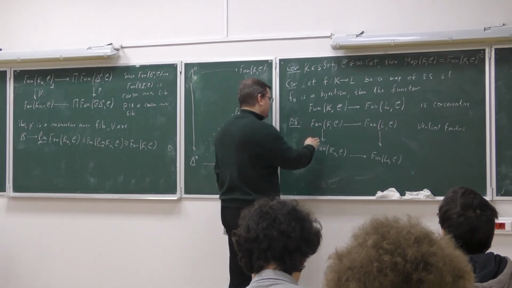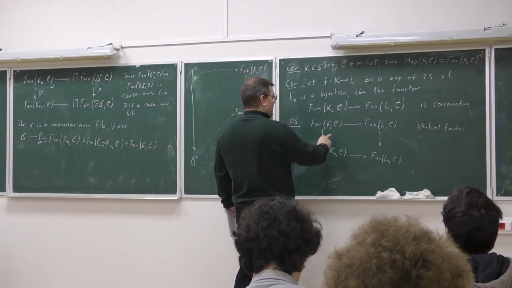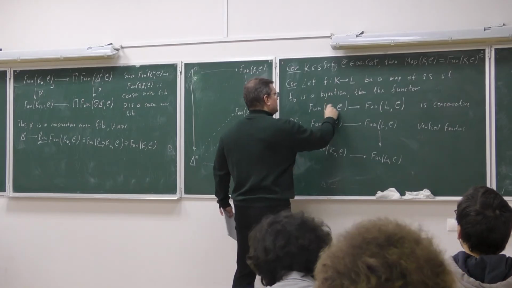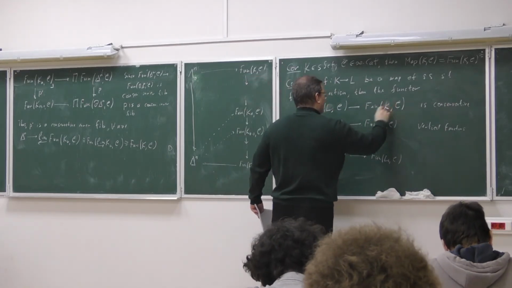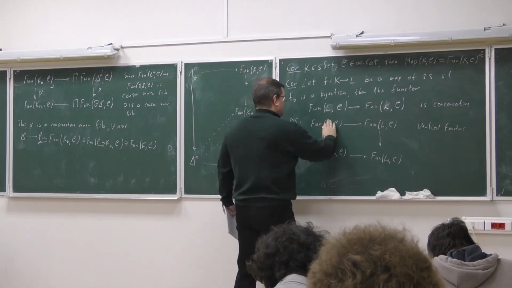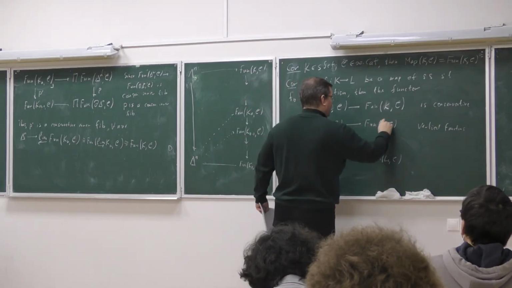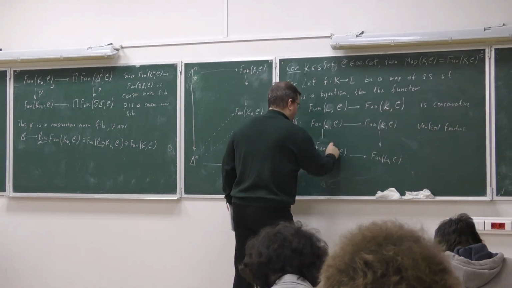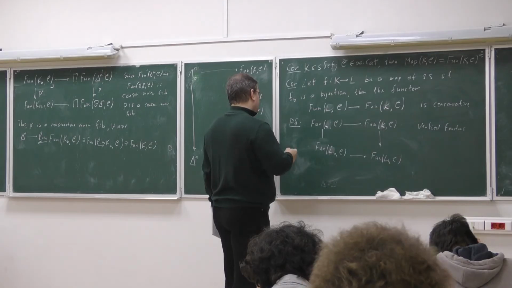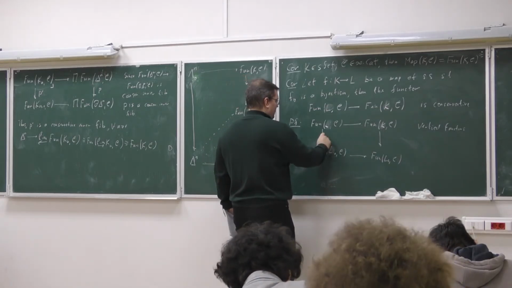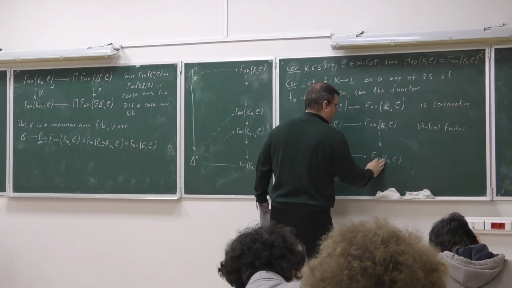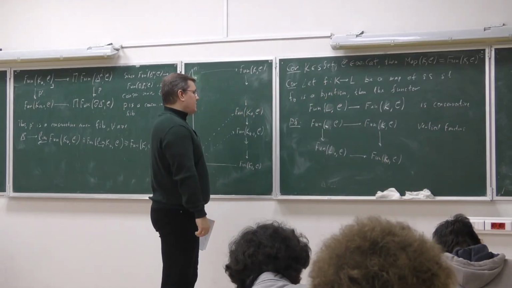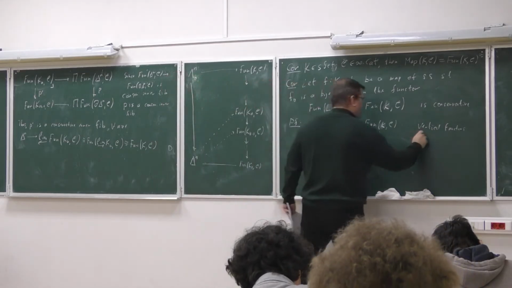You mean the direction is in the other direction, right? Here. Yeah, thank you. Yeah, so this is L, this is K, thank you. So this will be with this, and this is K0. Yes. But anyway, so the vertical functors are conservative.